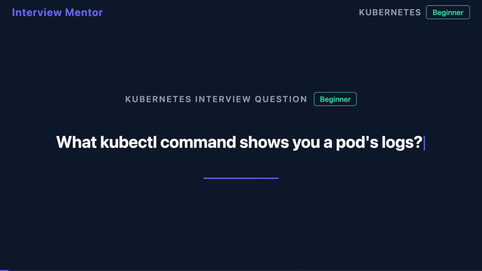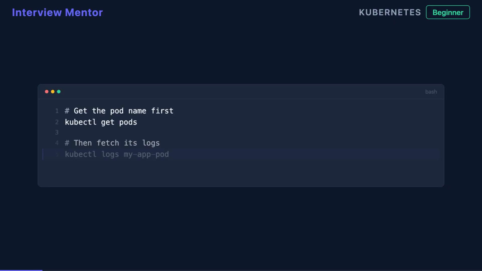Your pod is crashing in production, and you need to see what's happening right now. There's one kubectl command that every engineer reaches for first. The answer is kubectl logs followed by the pod name. This command fetches the standard output and standard error from your pod's main container. It's the fastest way to see what your application is actually doing. Just like docker logs, but for Kubernetes pods.